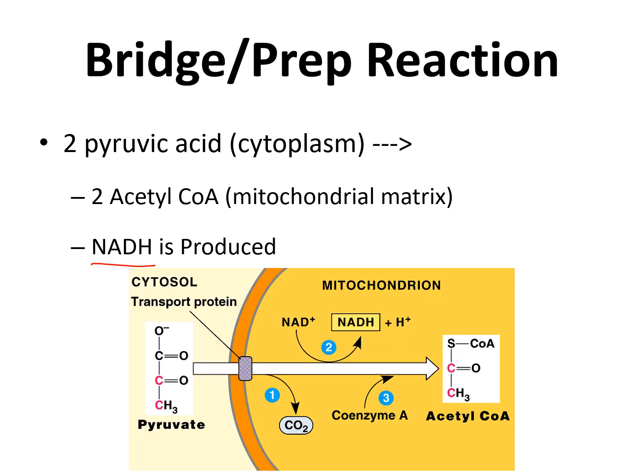And this is an example of the process. Pyruvic acid, pyruvate, goes through the process and is converted into acetyl-CoA, and 1 molecule of NADH is produced.